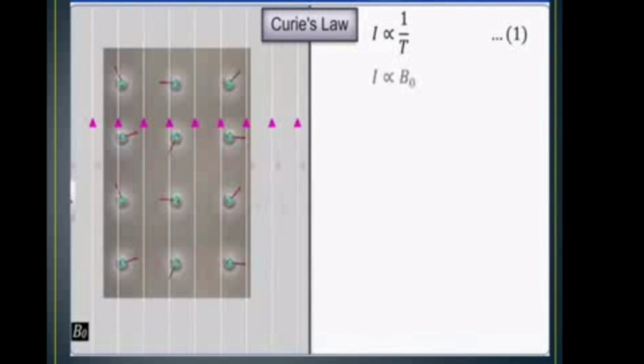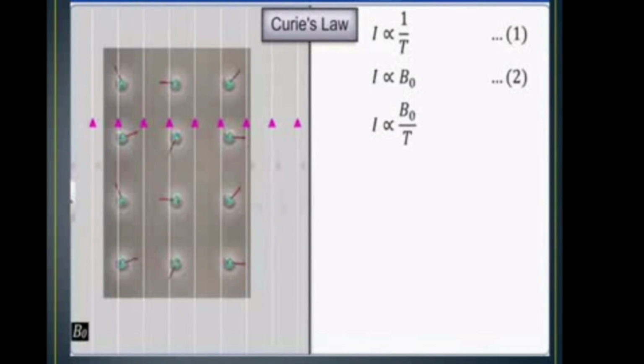First one, diamagnetic material is independent of the temperature, but paramagnetic material depends on the temperature. When the temperature increases, thermal vibration will upset the alignment of the magnetic dipole moment. Therefore, magnetic susceptibility decreases. So I is directly proportional to B0, that is the applied magnetic induction.